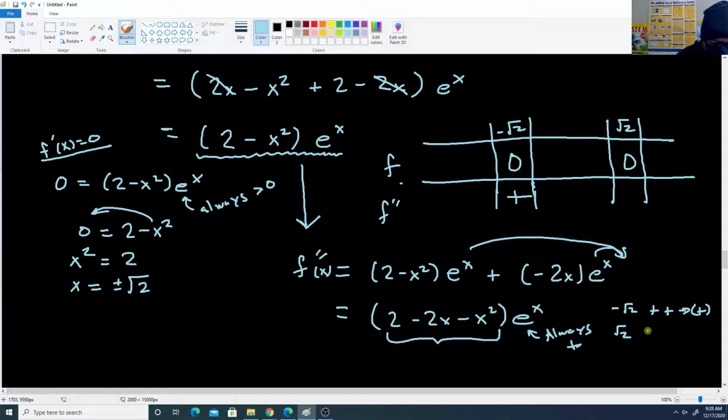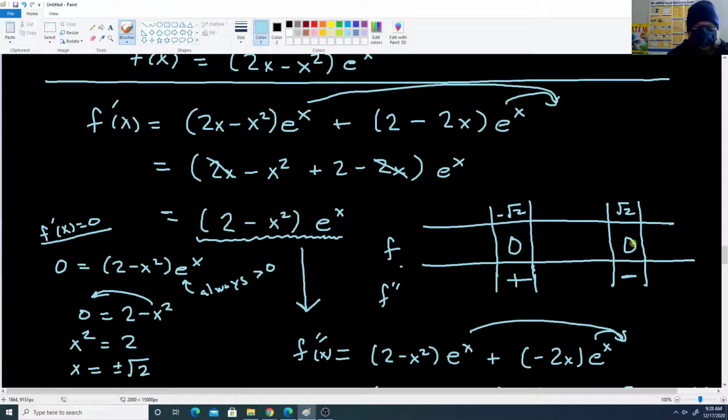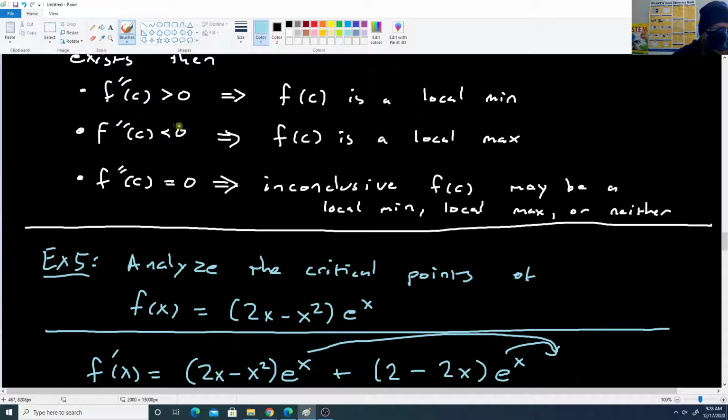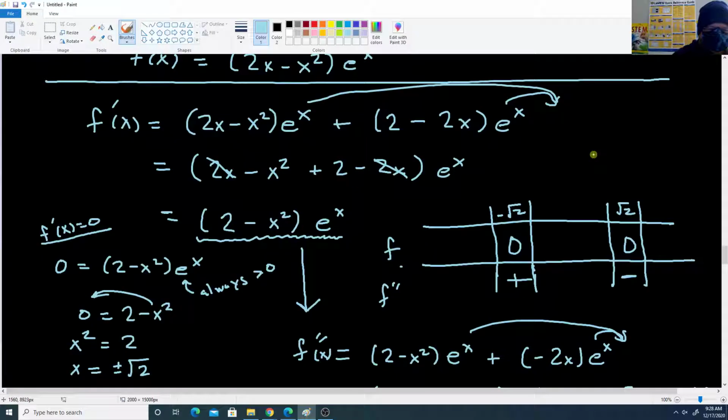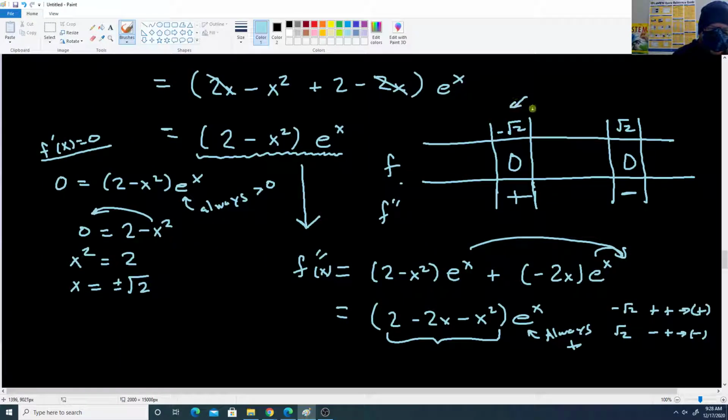When I put square root of 2 in, I get 2 minus 2 times square root of 2 minus square root of 2 whole thing squared. I get negative 2.8, so it's negative times a positive, which says we're negative there. So from my chart, I have my two critical points. My second derivative is positive at one of them and negative at the other. If the second derivative is positive at a critical point, you have a local min. If the second derivative is negative, we have a local max. So we're going to have a local min here, and a local max there.